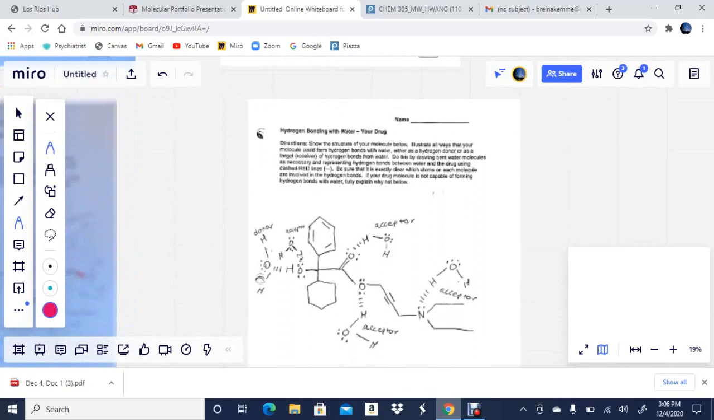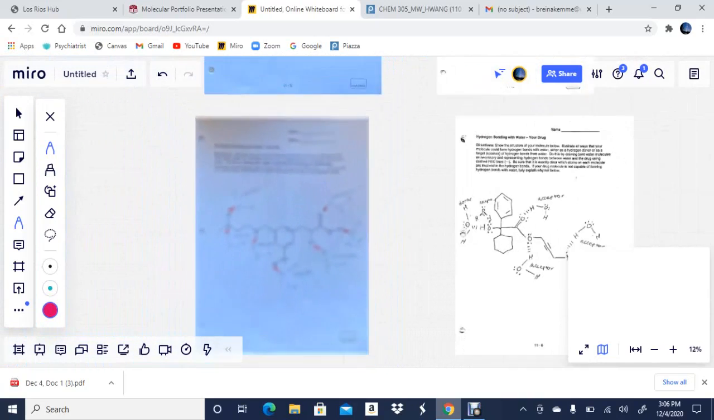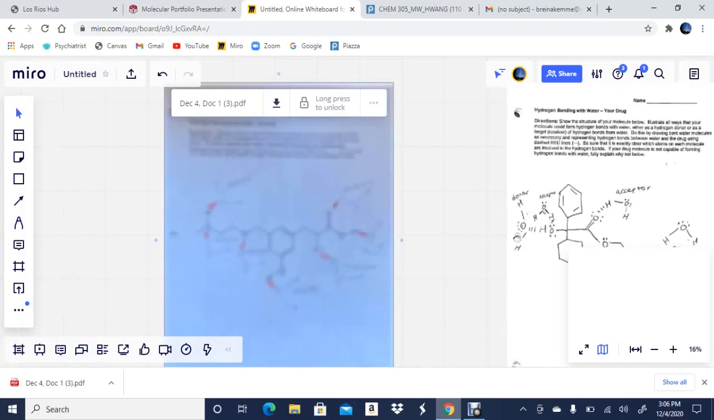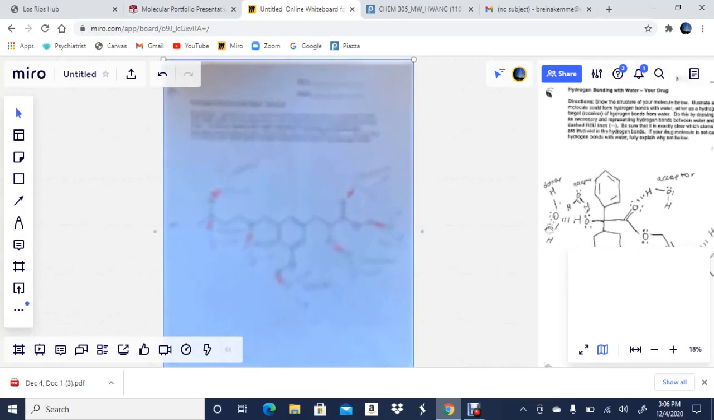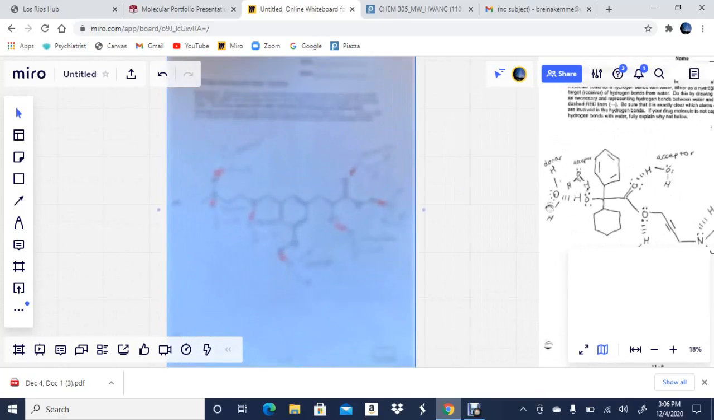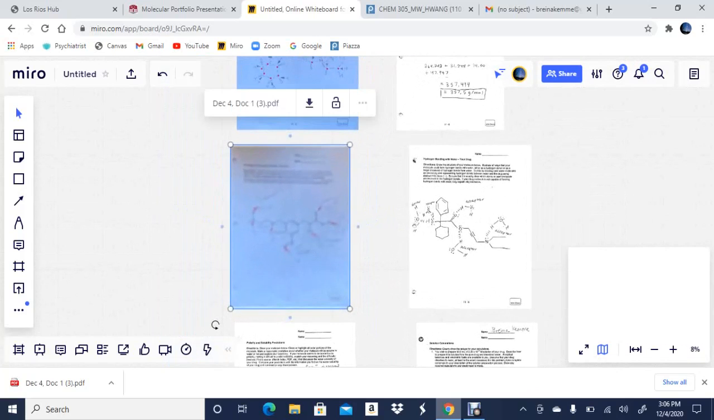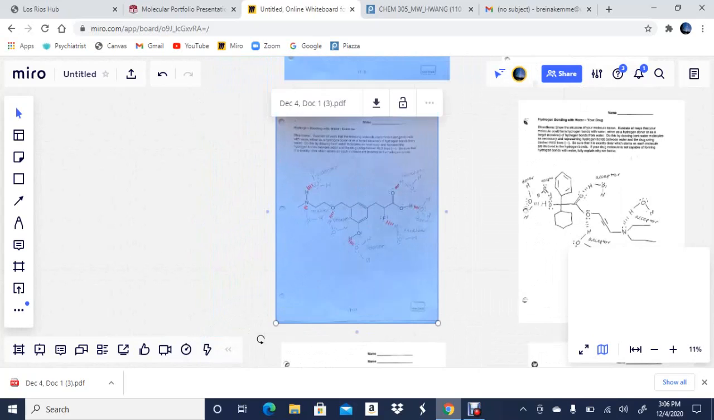And then moving on to this, it's still blurry for some reason. Let me see if I can get that to focus real quick. Okay, in the meantime, that page is just the hydrogen bonding with water. It's just an exercise. It's not my molecule. It's not Ditropan. There we go. Now it's starting to focus.